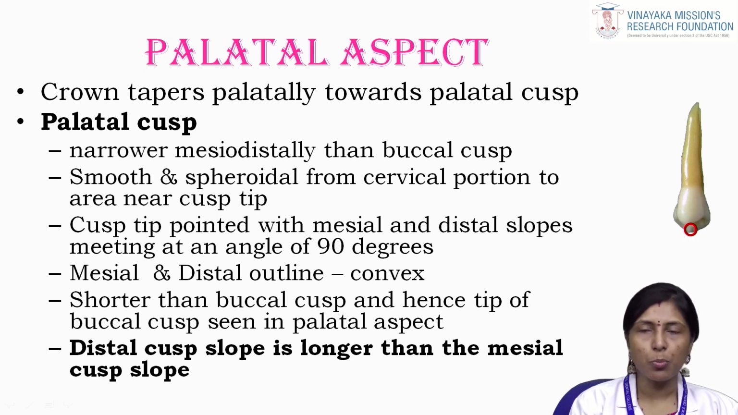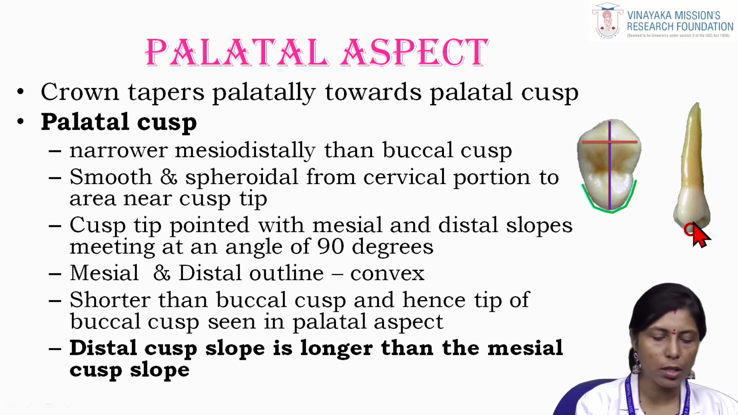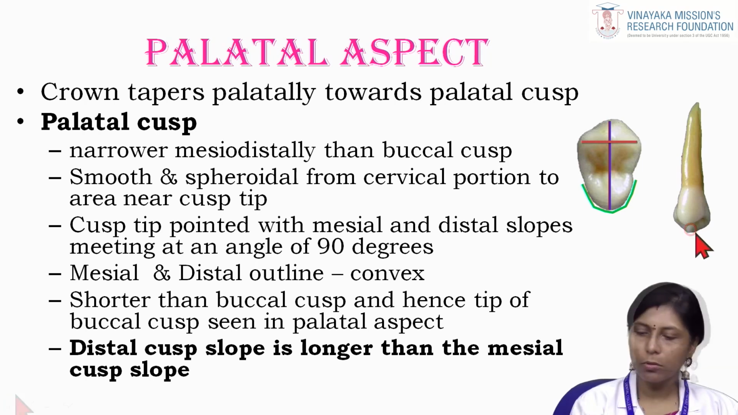And the cusp tip is pointed with mesial and distal slopes meeting at an angle of 90 degrees. Mesial and distal outline is convex and it is shorter than the buccal cusp. So here it is narrower mesiodistally than the buccal cusp. From the palatal aspect you can appreciate, I am going to remove this animation, then you will be able to see the buccal cusp. So the tip of the buccal cusp can be appreciated in the palatal aspect also.